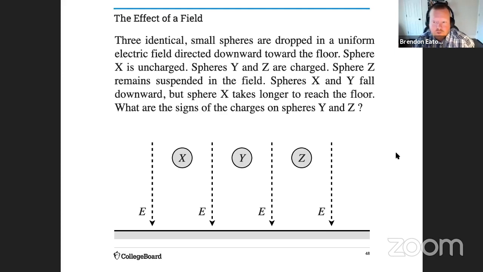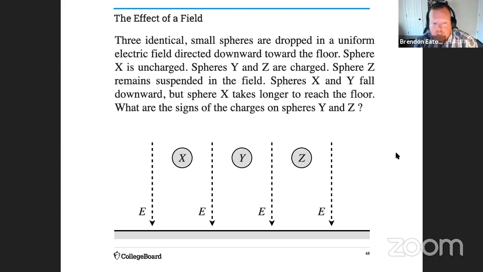Three identical small spheres are dropped in a uniform electric field that's pointed down to the floor. Sphere X is uncharged, it's neutral. Spheres Y and Z are charged, but we don't know what the charges of Y and Z actually are just yet. Now, sphere Z, when it's dropped, remains suspended in the field. Spheres X and Y fall downwards, but sphere X takes longer to reach the floor. The idea is we need to figure out what the signs of the charges on spheres Y and Z actually are.